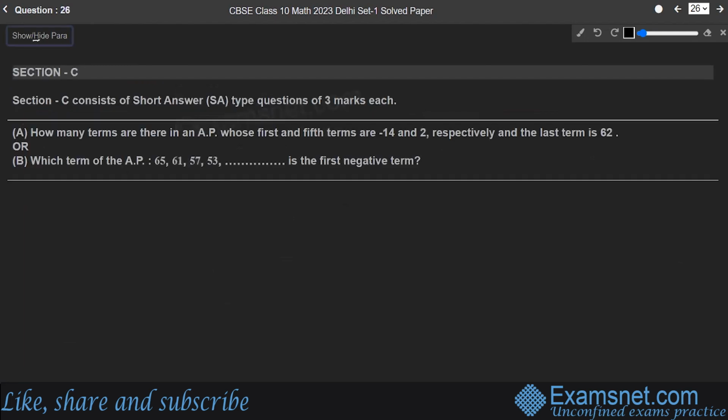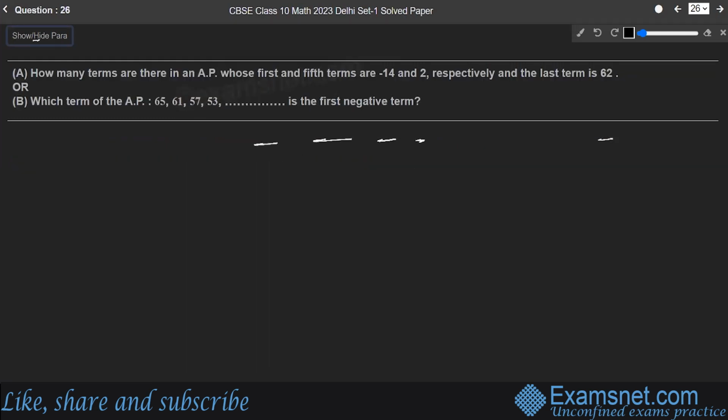Okay. How many terms are there in an AP whose first and fifth terms are minus 14 and 2 respectively, and the last term is 62? Okay, this is what we are supposed to find out. So let us do it one by one. Let us have the first question, that is A.